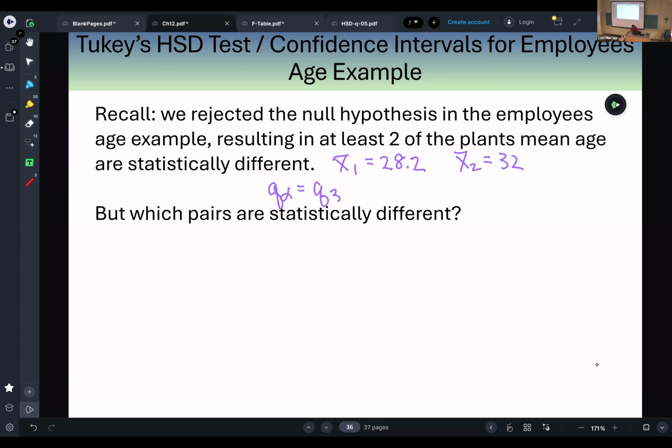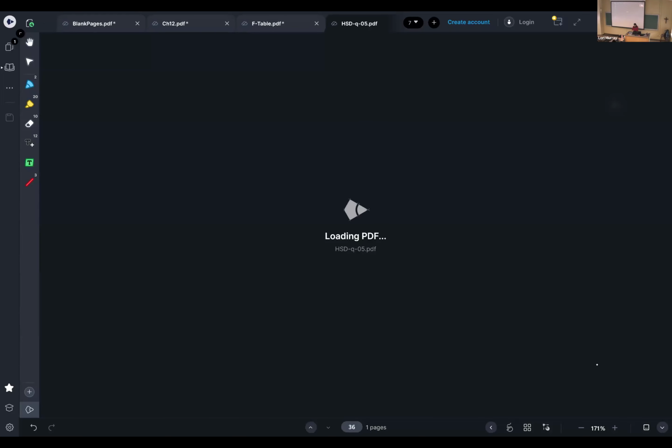It's going to be on 3 and 12 degrees of freedom. 3 because there's 3 plants. That's the number of treatments. 12 because it corresponds to the error degrees of freedom. Right? Did we get those correct? Great. So how do we get this here? We need to get this q value. It's called the HSD q table.